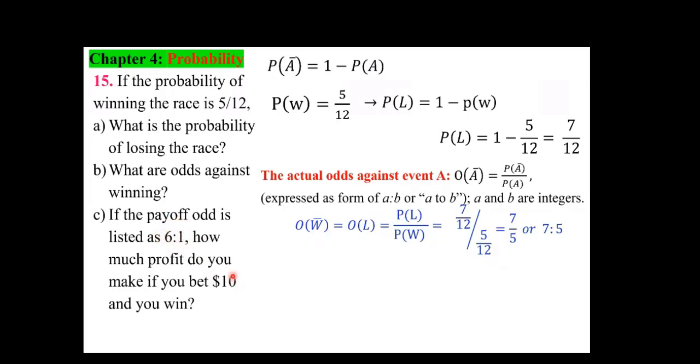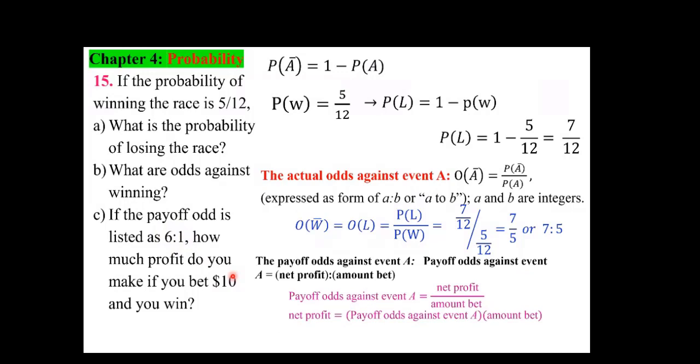So let me explain a couple of things. First of all, the payoff odds against an event is net profit divided by the amount bet. So payoff odds is net profit over the amount bet. So net profit would be the product of these two. Okay, we are looking at the cross product. So payoff odds against an event is 6 to 1. The amount of bet is whatever in this case happened to be $10, and that means 60.